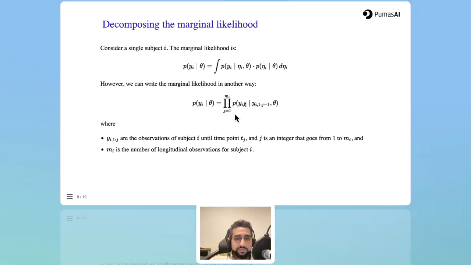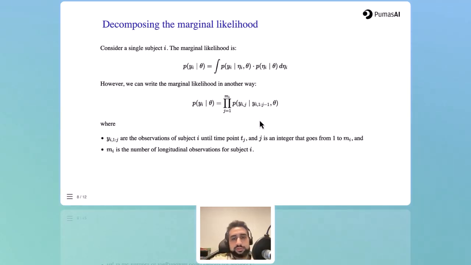Now when j equals 3, we have seen 2 observations, and we're asking what is the probability of the third observation having seen 2 observations already, and so on. As you keep increasing j from 1 to the number of observations for this particular subject, we see the pattern. The pattern is always: what is the probability of the next observation for this subject, having seen the previous observations for this subject? So, having seen nothing, what's the probability of the first observation?